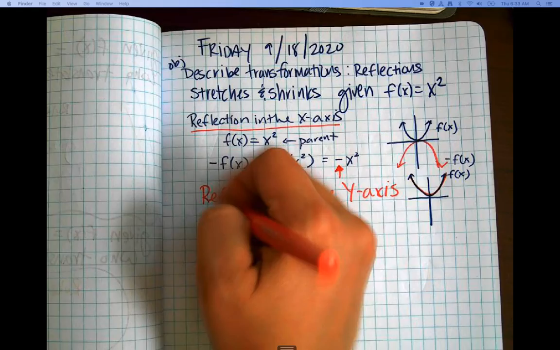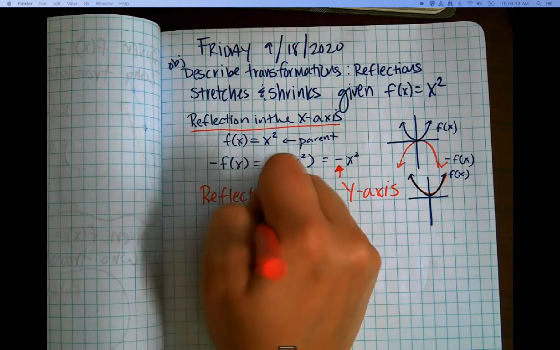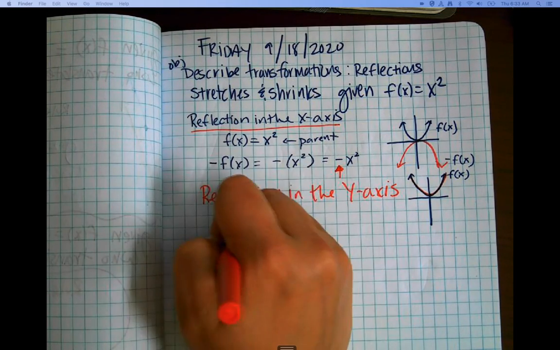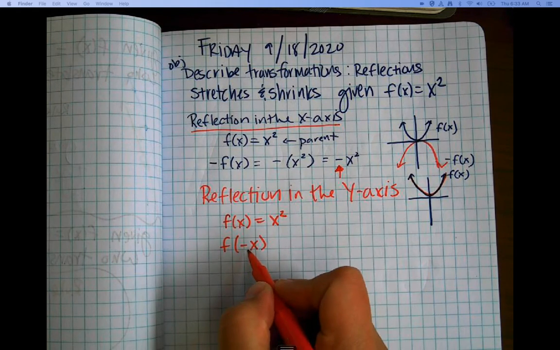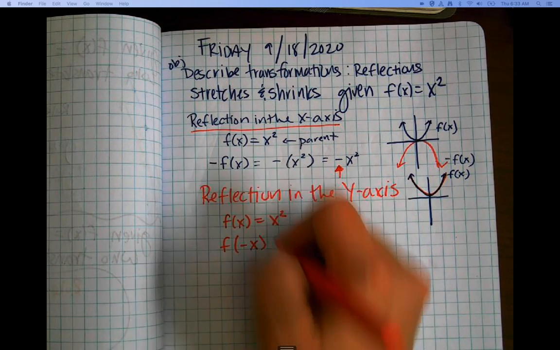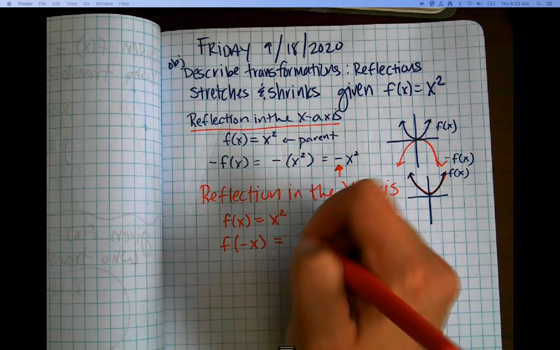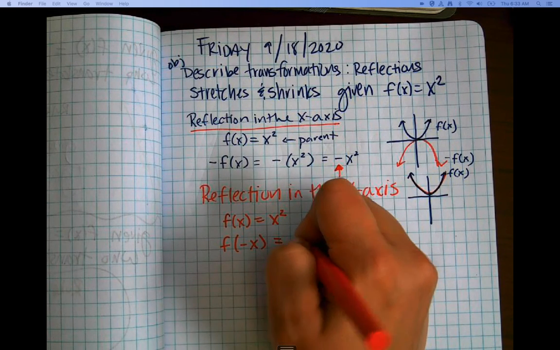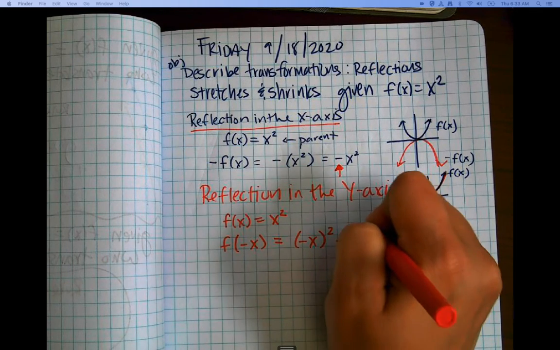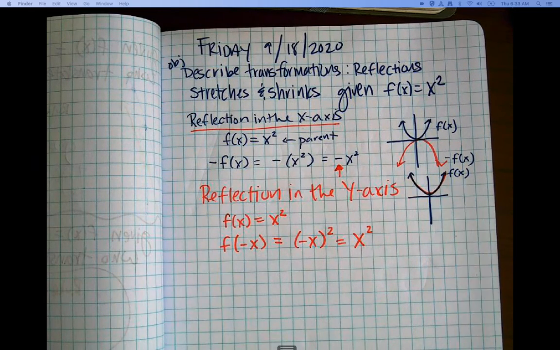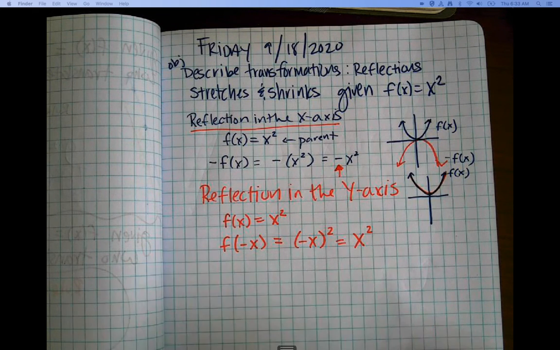And the rule for that is if you start with f of x equals x squared, your negative goes inside. Here your negative was outside. And you get negative x squared, which then results in a positive, because a negative times a negative would make a positive. So in this case, it's its own reflection.